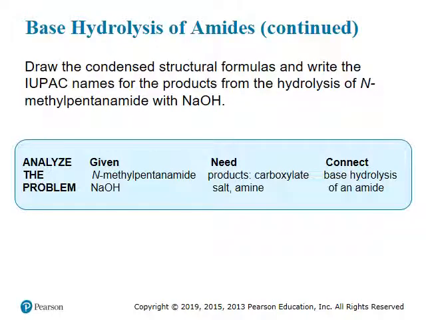So now the question is, draw the condensed structure formulas and write the IUPAC name for the products from the hydrolysis of N-methylpentanamide with NaOH. Okay, so what is happening? We are doing hydrolysis of this particular compound in NaOH. In presence of NaOH means we are doing base hydrolysis. Perfect. So let's first make our reactant.